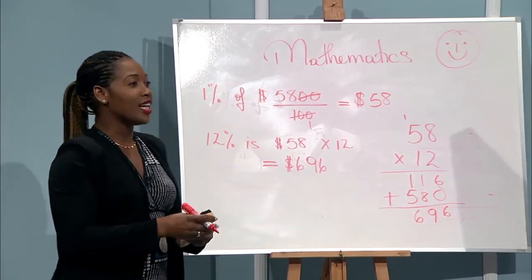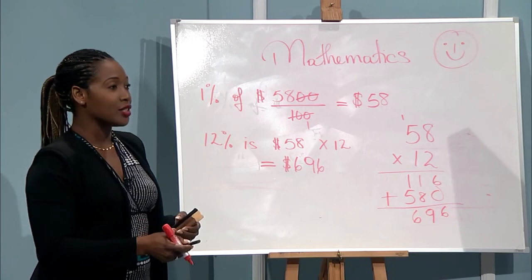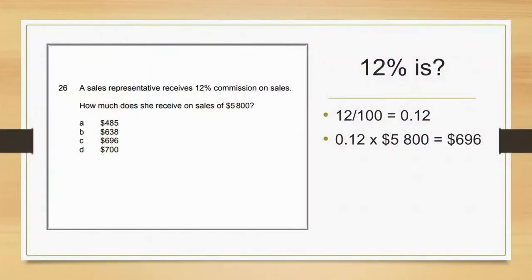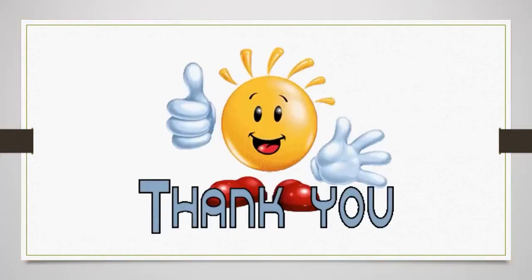All right. So let's look at what we have here on screen. So I did it a different way there. We converted the 12% to a decimal by dividing 12 by 100, giving us 0.12. We multiplied by 0.12 and we got the same answer. $696 would have been the 12% of the 5,800.